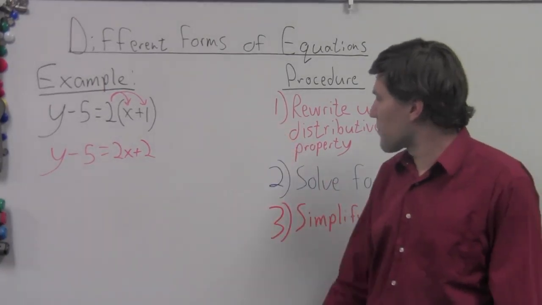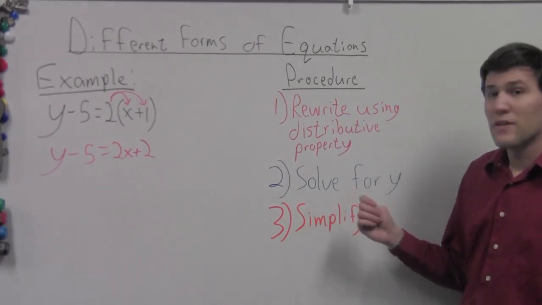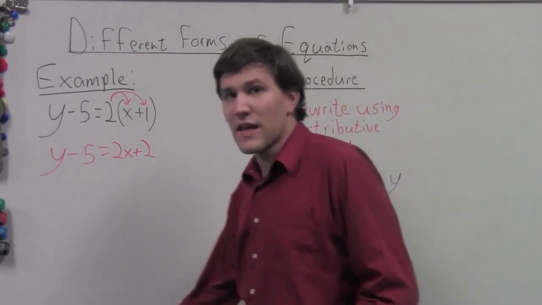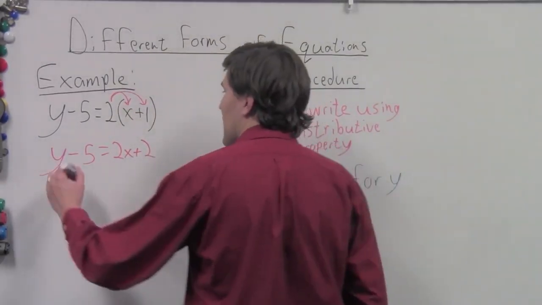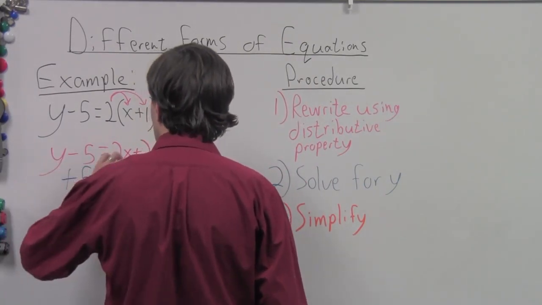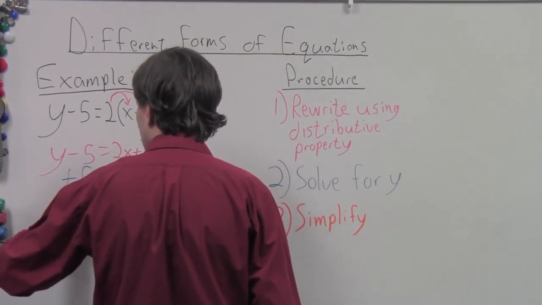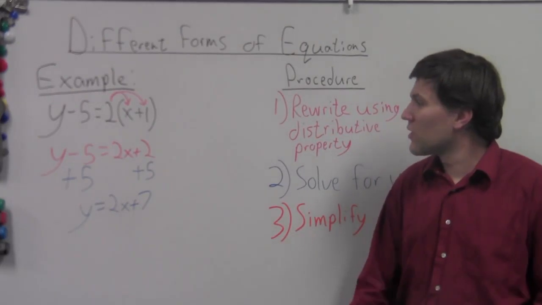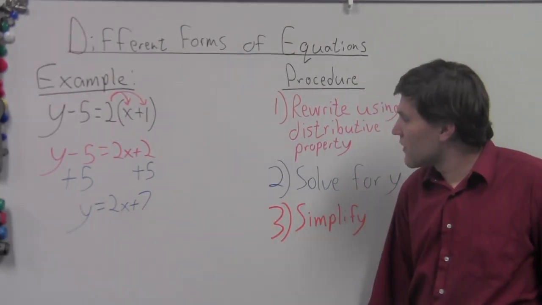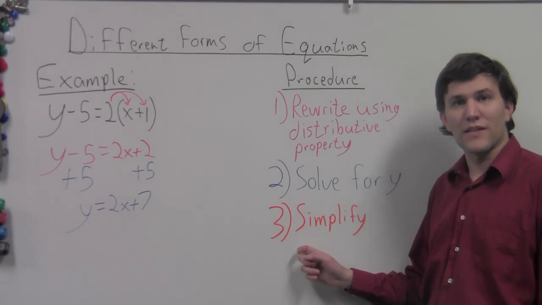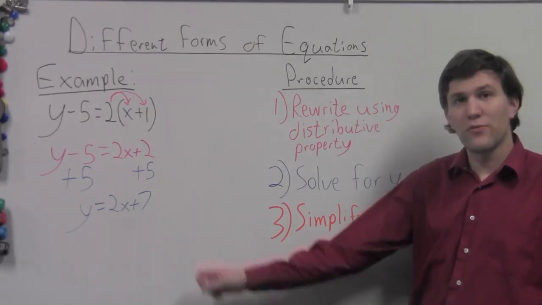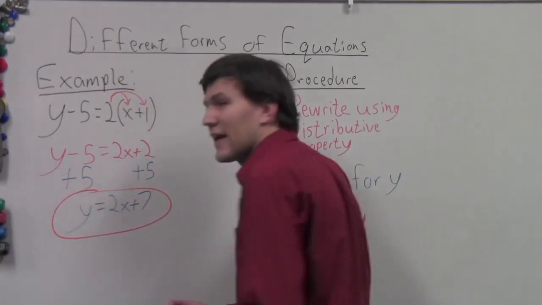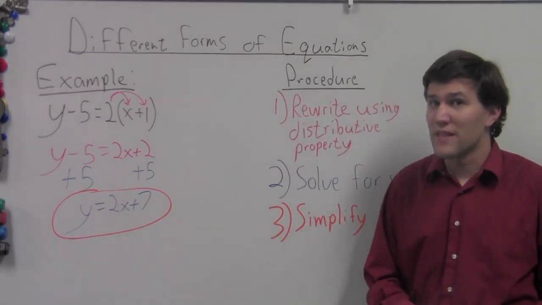So we've done the first step. Our second step is to solve for y. We have y minus 5. To get y by itself, we're going to have to add 5 to both sides. So we have the equation y equals 2x plus 7. Our last step is to simplify and write it in y equals mx plus b form. If we look, we've already done that. So this is our final answer. y equals 2x plus 7.